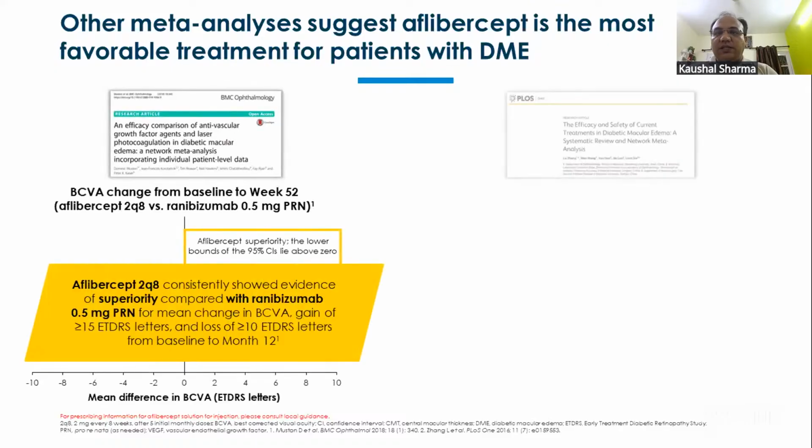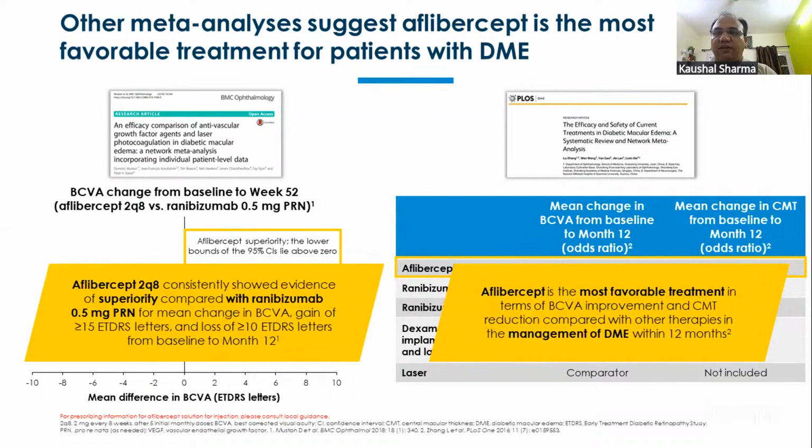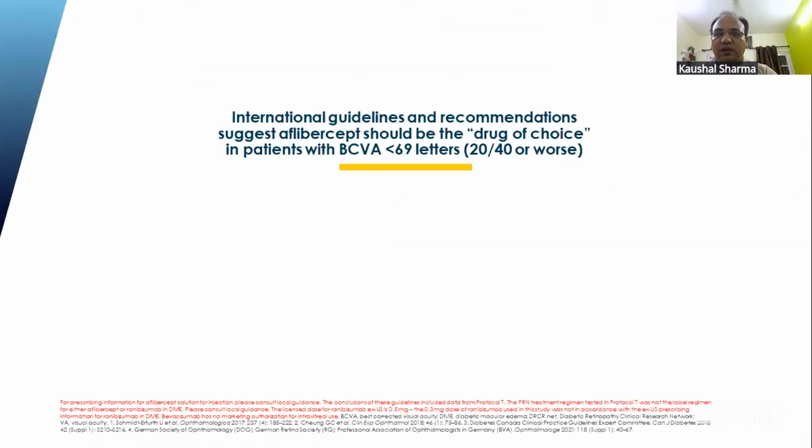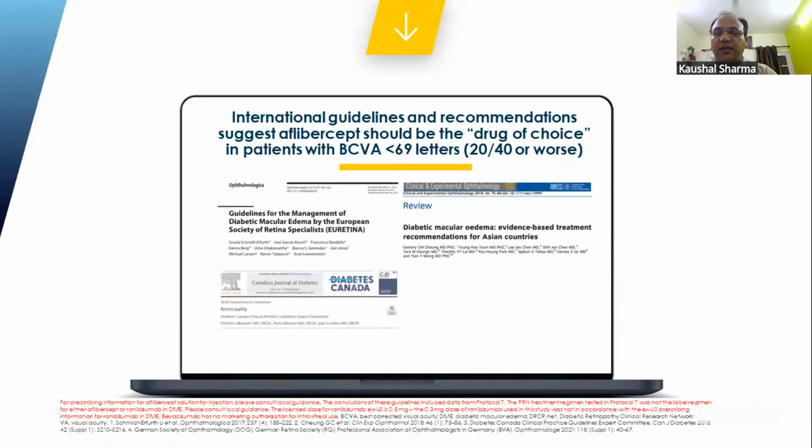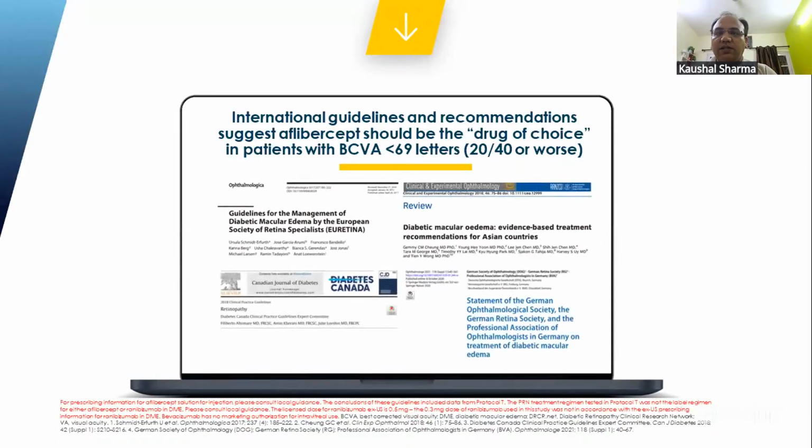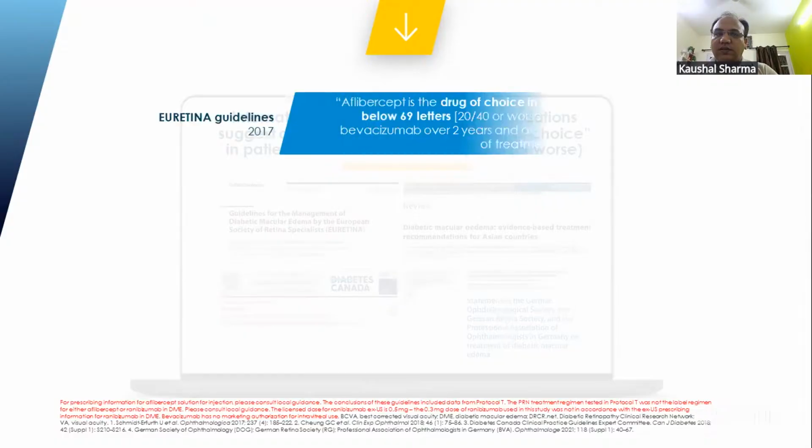Other meta-analyses suggest aflibercept is the most favorable treatment for patients with DME. Next. International guidelines and recommendations suggest aflibercept should be the drug of choice in patients with BCVA less than 69 letters, 20/40 or worse. Next.